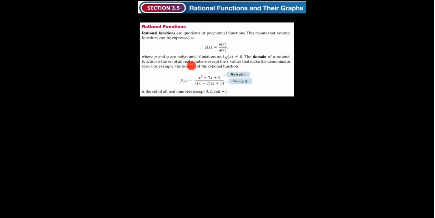The domain of a rational function is the set of all real numbers except the x values that make the denominator 0. So for example, the domain of the rational function below: what makes this denominator 0? Well, it's 0 when x is 0, it's 0 when x is 2, and it's 0 when x is negative 5. And of course, we see that down here. Now, real quickly, before we proceed, let's talk about why the domain is important. In this lecture, we're going to see the domain being where the denominator is equal to 0.